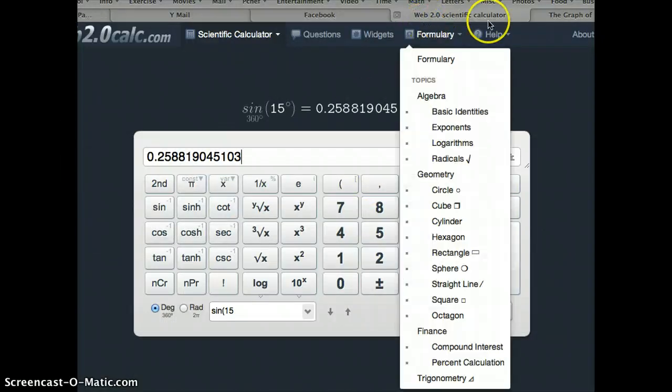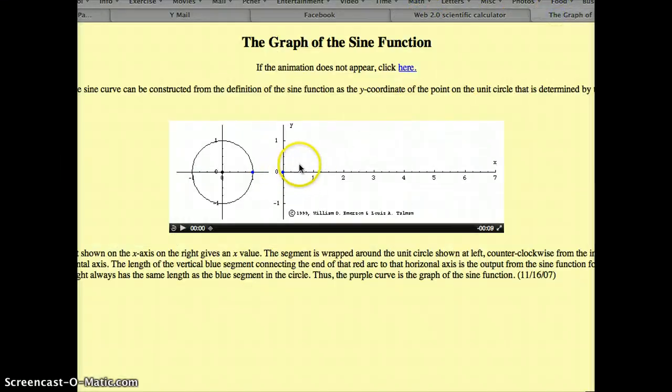So here's an animation that I found. How does this work? Well, sine of an angle is the opposite over the hypotenuse. If we are using the unit circle, the hypotenuse is always going to be 1. So basically it's the opposite over 1. So it's just the opposite. And the opposite is always going to be y. In other words, the sine of an angle is going to be just the height of the unit circle.